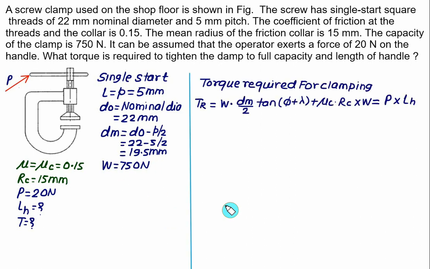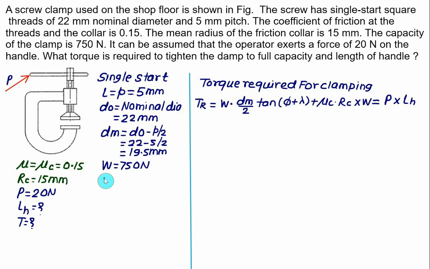In the previous problem, we have done the calculation for the torque required for clamping, which is given as W into dm by 2 into tan of phi plus lambda, plus mu c into rc into W, which is equal to the external force P multiplied by the length of handle LH. So this value, TR, we'll equate with P into LH, then we can find out the value of LH. But for this, first of all we have to find out the value of phi.